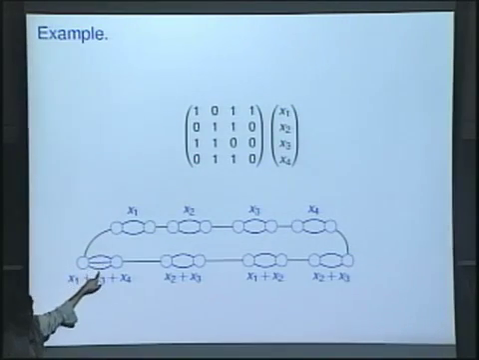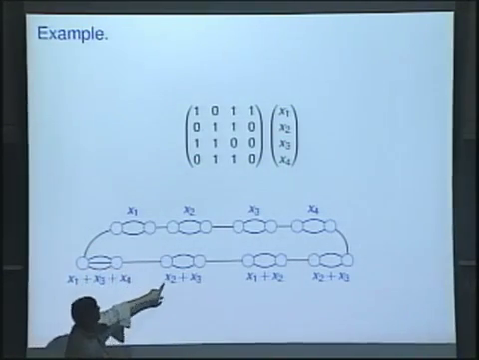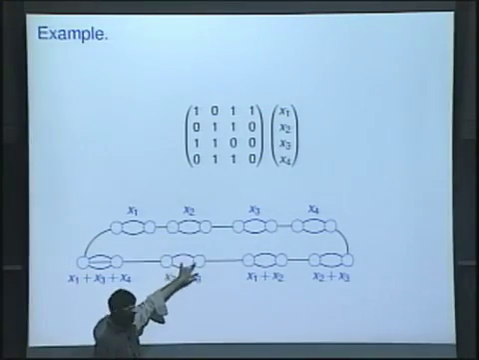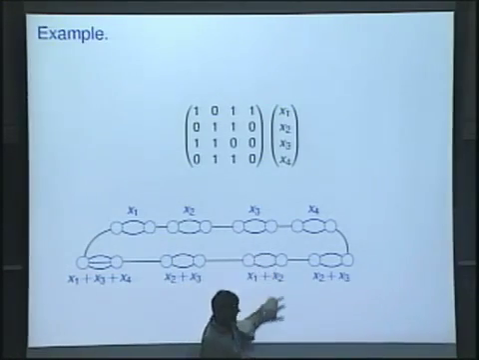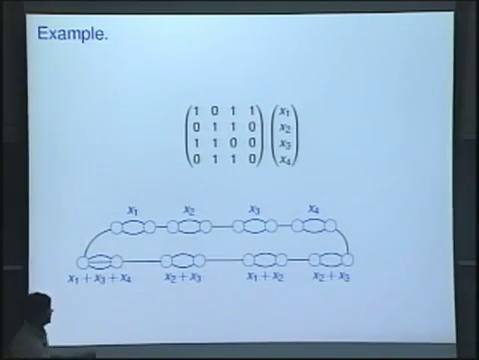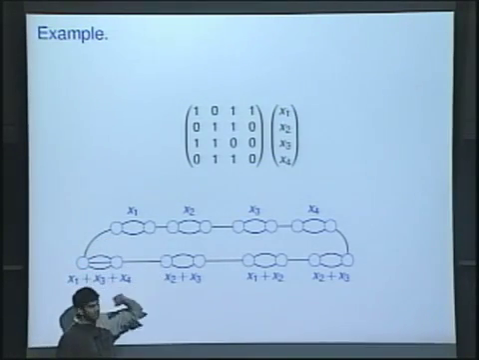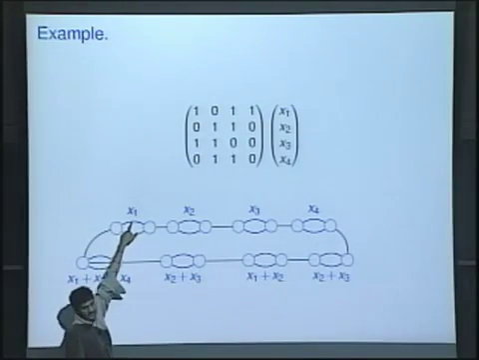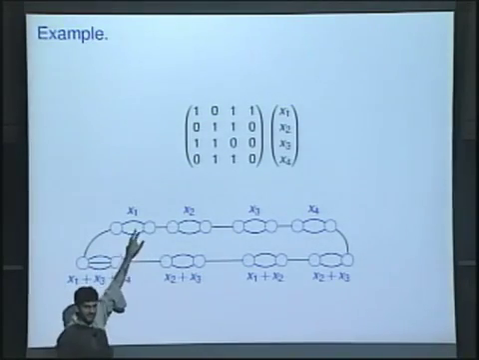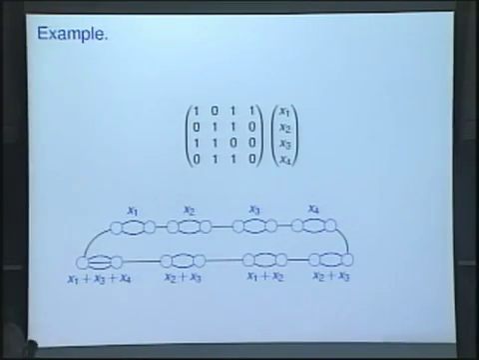You have 3 parallel edges, 1 for x1, 1 for x3, and 1 for x4. The second row is x2 plus x3, this is the equation gadget. x1 plus x2, that's the third row, and x2 plus x3 is the fourth row. Now the equation gadgets: you have 4 equations. So x1, x2, x3, and x4. The top edge corresponds to x1 being 0. The bottom edge corresponds to x1 being 1. So this is the gadget.